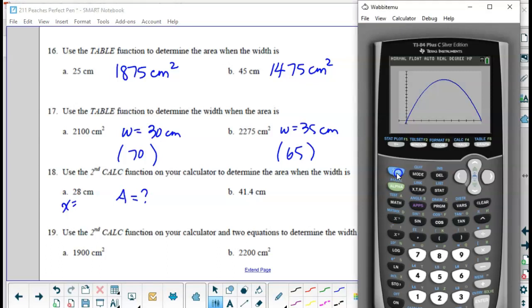If you go second trace, which is your calc, and go to value, so just enter a number 1. It shows you an x equals a flashing. Well, that flashing, you're saying 28. Enter on it. It'll go to the point on the graph where x is 28. So y is 2016.